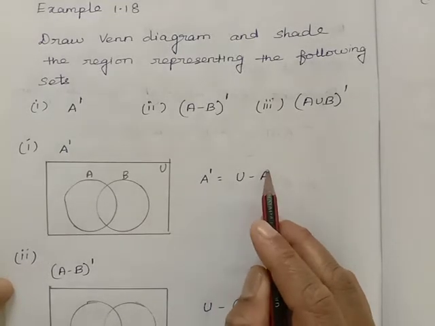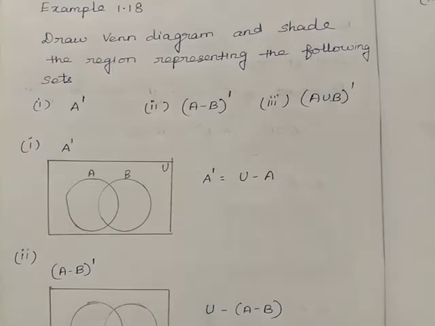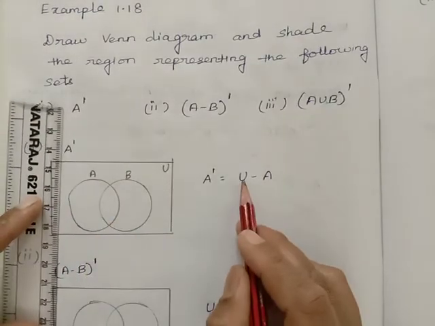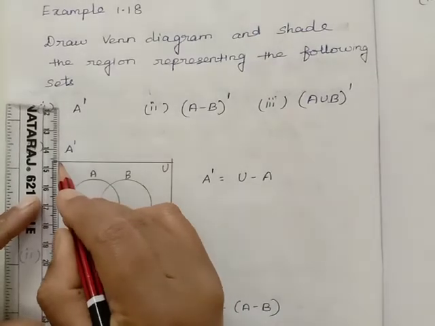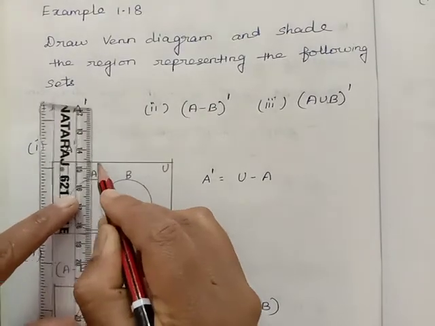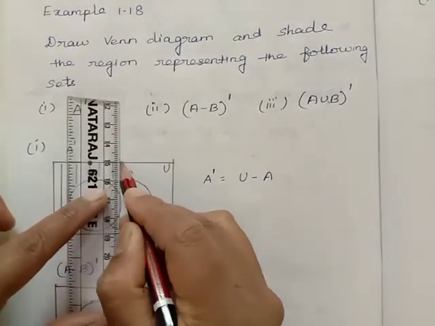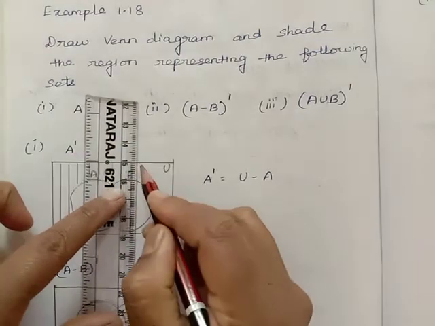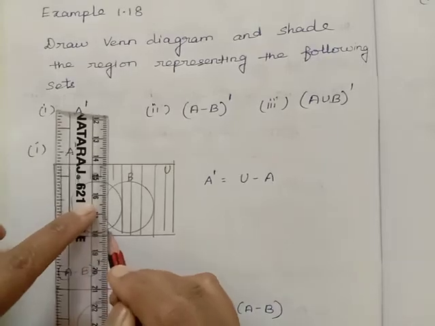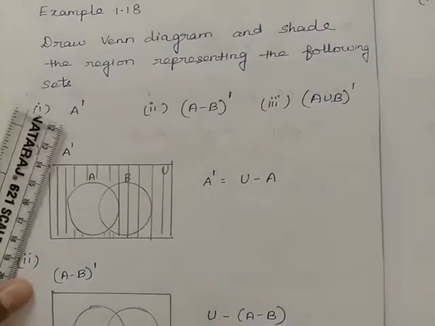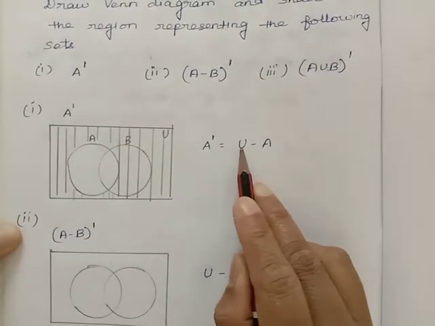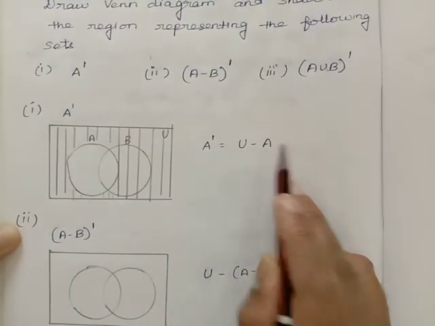We don't want A. B is covered, no problem, because B belongs to the universal also. So we want the whole universal. I'm going to cover all the portions of universal except A. I don't want the circle of A. Remaining everything we are going to cover. That is universal minus A. A dash means universal minus A: we need the portion of universal but we don't want the portion of A.